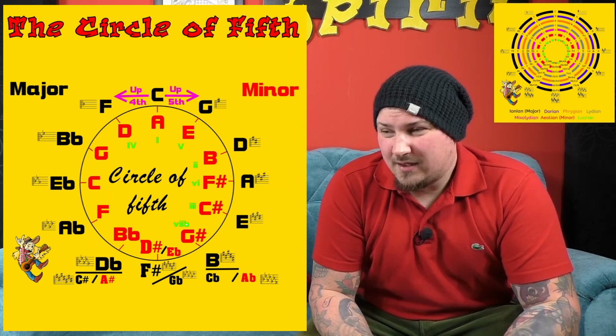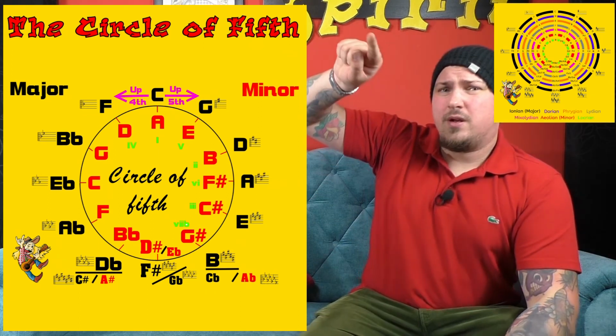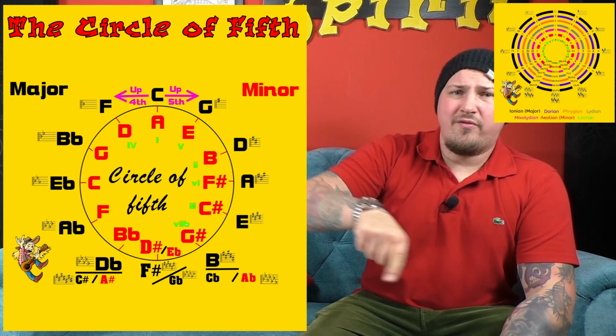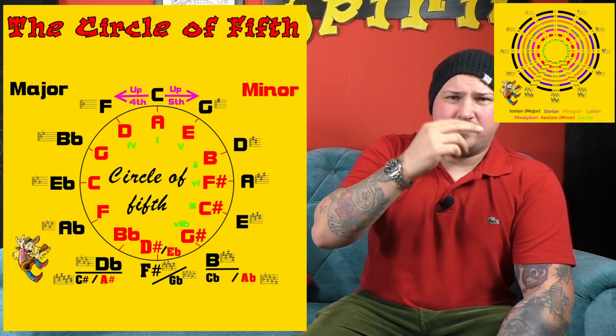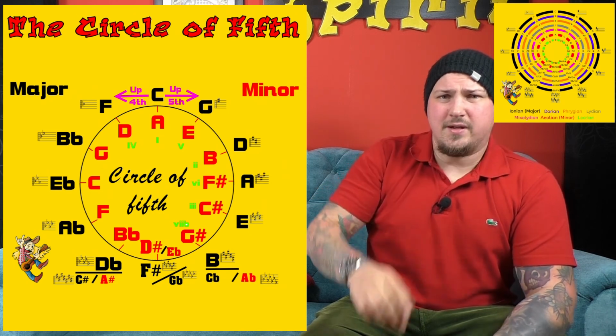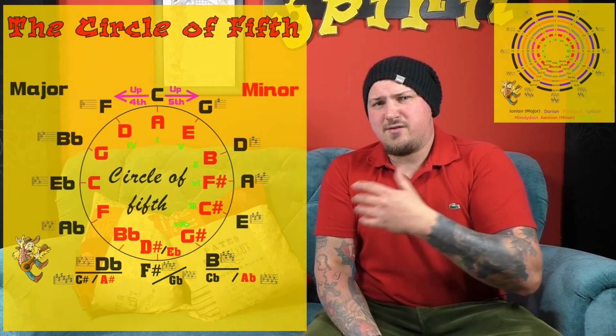It's called the circle of fifths because you are able to go further than the C sharp, but it would look very confusing. So the circle of fifths is the right word.